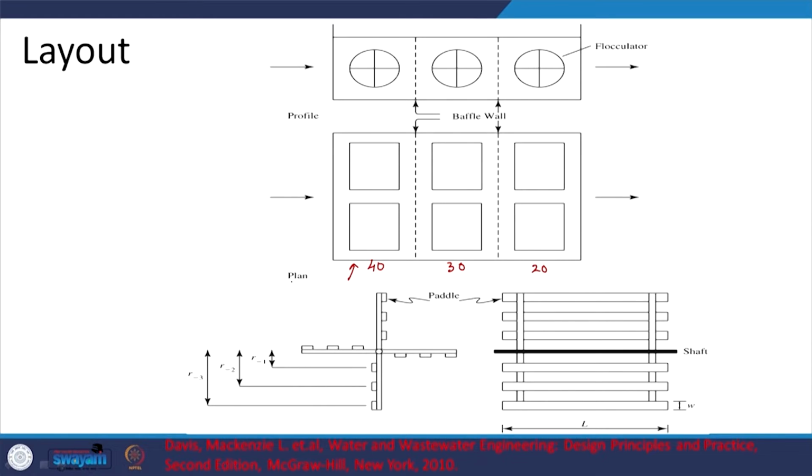This is the top view, obviously the plan, and from the side view this is what it looks like. You have the paddle flocculators, and this figure, if you look at it, it's nothing but this, right? So what do we have out here? We have 3 paddles at different spacings and such.